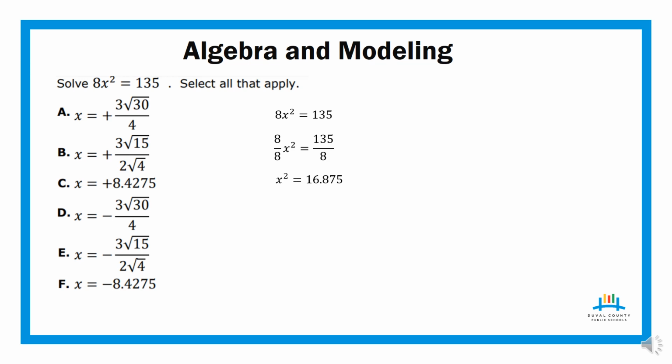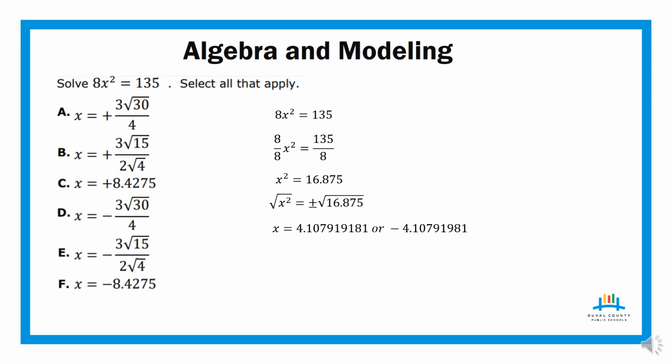Then we'll have x squared equals 16.875. Now you're going to take the square root of both sides of the equation. When you do this on your calculator display, you will see that x is 4.107919181. What you will not see is the negative value of this number, so you'll need to remember that when you take the square root of a number, you have a positive and a negative value.